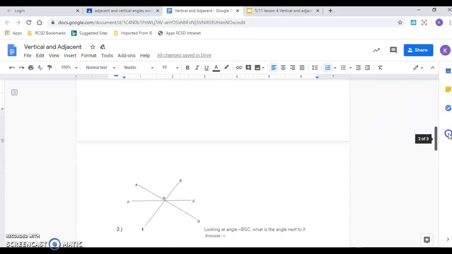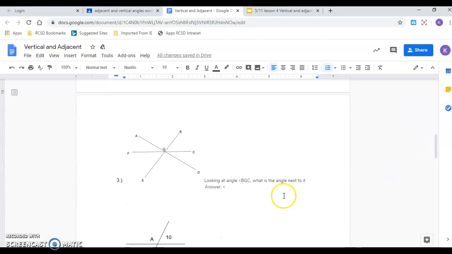Okay, the next one. Here we go. This one's kind of tricky. I'm going to go over this one. Number 3, looking at angle BGC. So I've got B, G, and C. So BGC, this is an angle right here. I'm looking at that. What angle is next to it or adjacent to it? So I've got BGC. So I can go on this side and find an angle that shares this side, BG. So I could do BGA. I could say that angle, BGA, or I could call it AGB, either way, as long as the G stays in the middle.